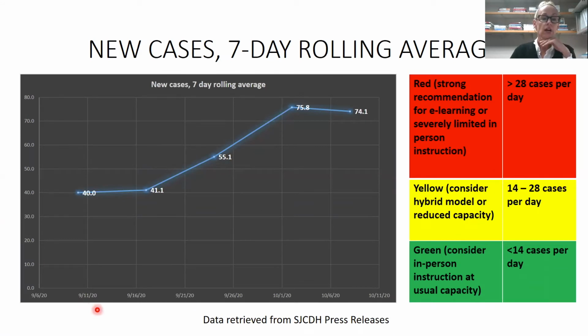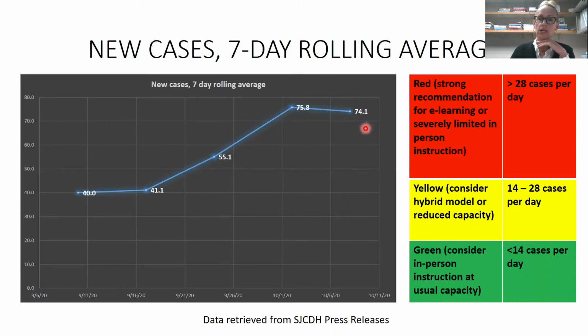So for here on September 11th, I went back for about a month. Again, we're going to watch these trends during the time that we're on the webinar series together. On September 11th, there were 40 new cases. And as you can see, this blue trend line shows that we are having an increase right now. We are currently hovering at around 74.1, as of a few days ago on October 8th.